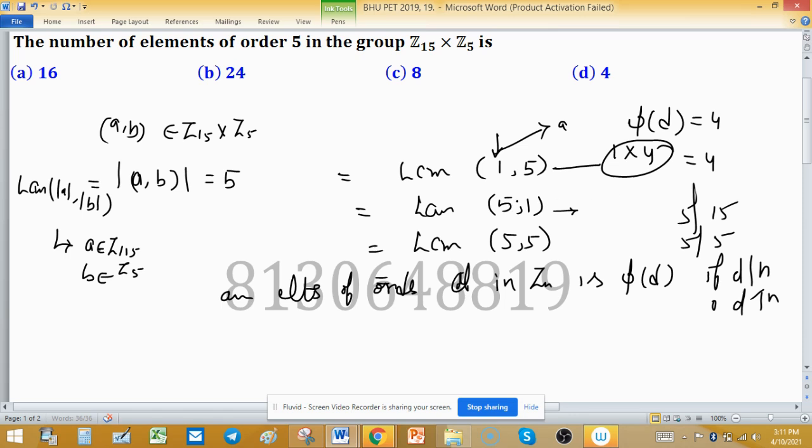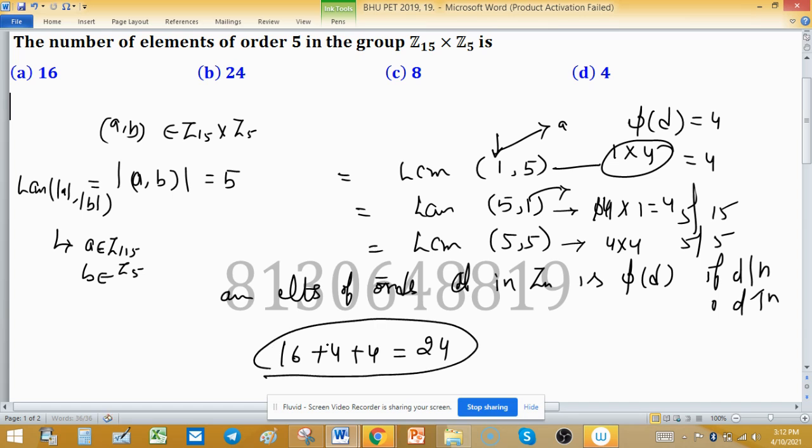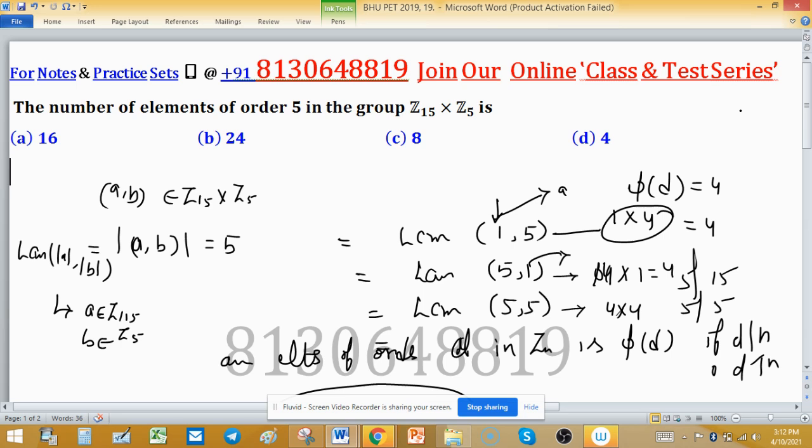In the next case, the possibility of an element having order 5 is phi(5), meaning 4 elements, times the identity element from b, so 4 into 1, again 4. And in the last case, 4 into 4 means 16 elements. So 16 plus 4 plus 4, there are 24 elements of order 5. To find the elements of order 5 in Z15 cross Z5, the order of an element of a direct product is the LCM of the individual orders, and we check how many elements in Z15 or Z5 have order 1, 5 and 5. Using this fact we find the solution, so option B is correct.